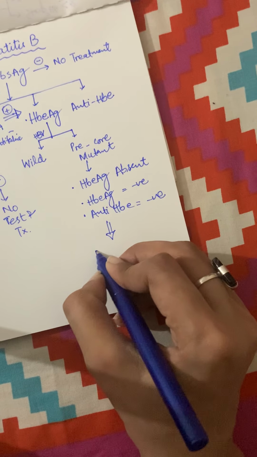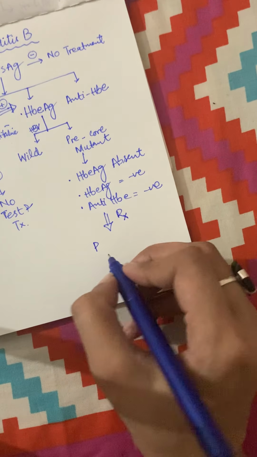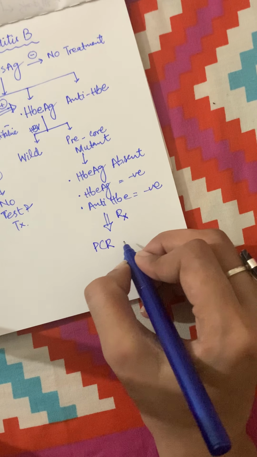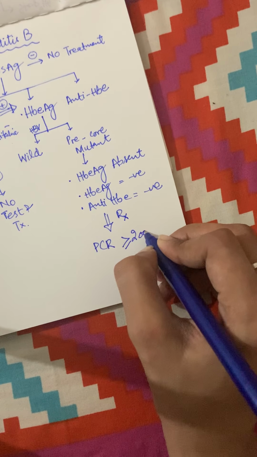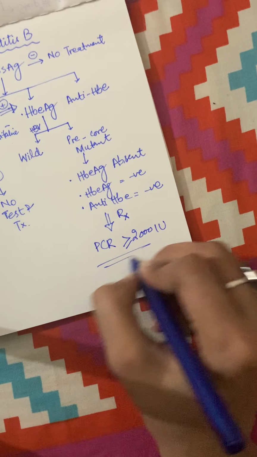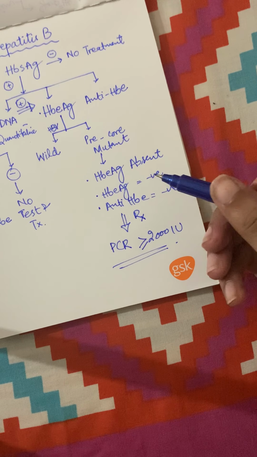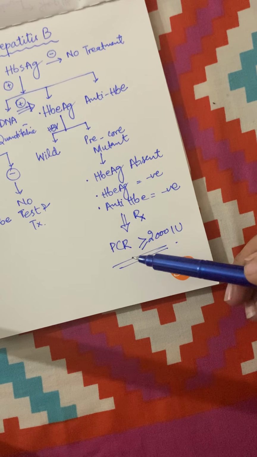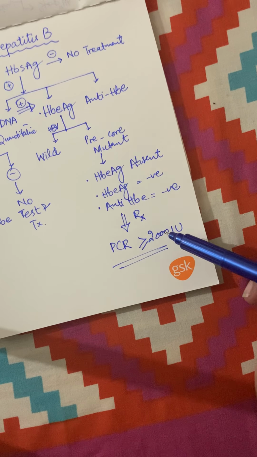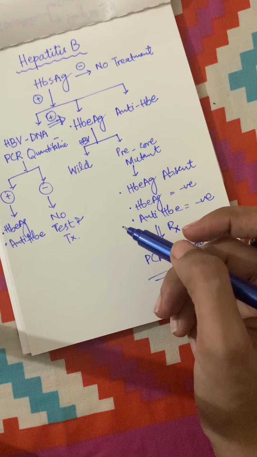In this case, we start the treatment when the viral load is equal to or more than 2000 international units. So this is a special type in which E antigen is absent and antibodies are also absent. PCR showing viral load of equal to or more than 2000 international units, we start the treatment of hepatitis B.